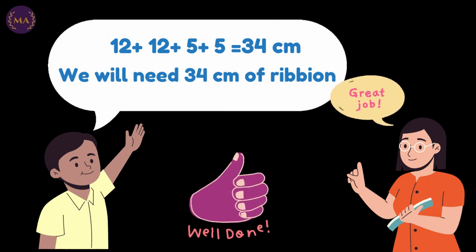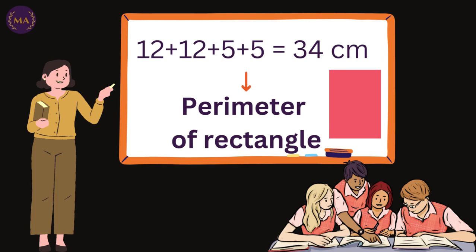To calculate the total length of the ribbon, what did we do? We have added all the sides of the rectangle, right? 12 and 12 over here are the lengths. We have two sides equal, opposite sides equal of a rectangle, right? And then breadth plus breadth, that is 5 plus 5. So when we add all the four sides of a rectangle, we got it as 34 centimeter. So we conclude that we need 34 centimeters of ribbon, right? So this calculation that we did to find the length of a ribbon, that is what you mean by perimeter.